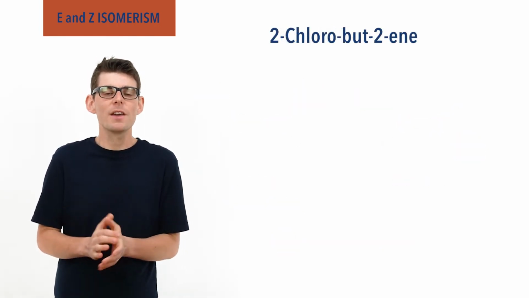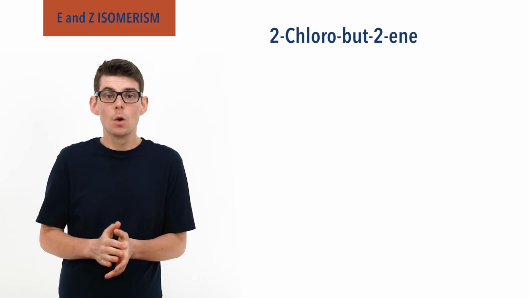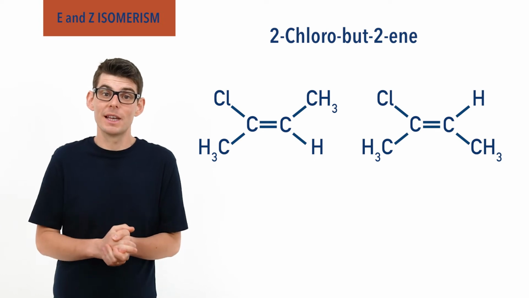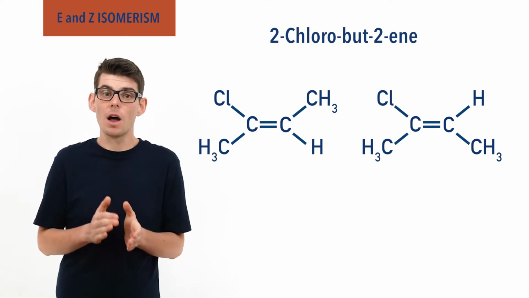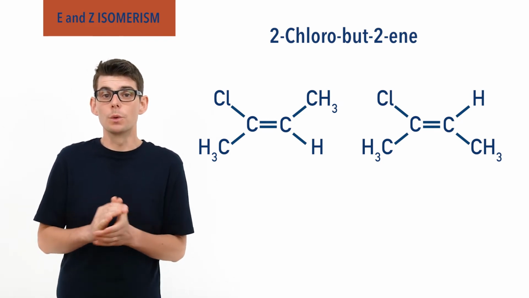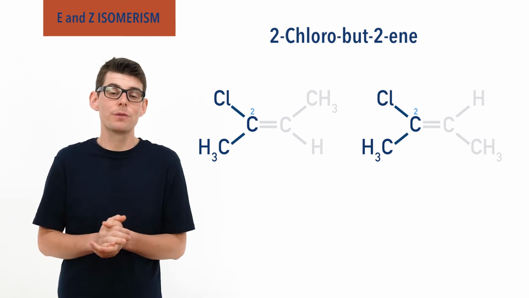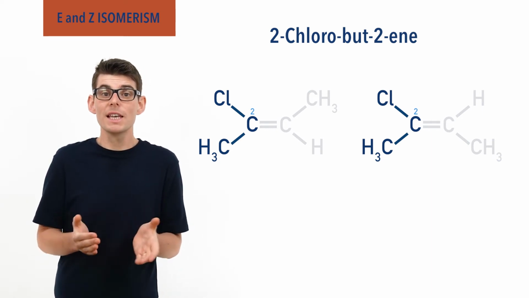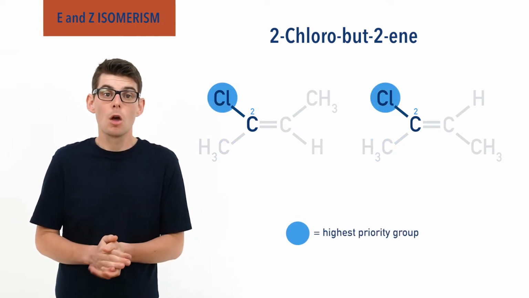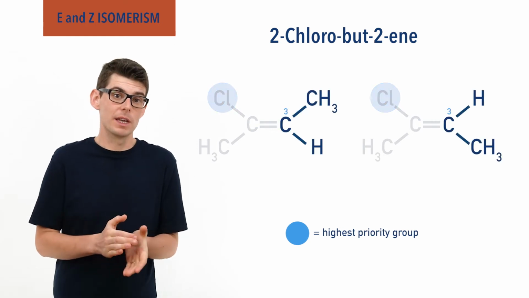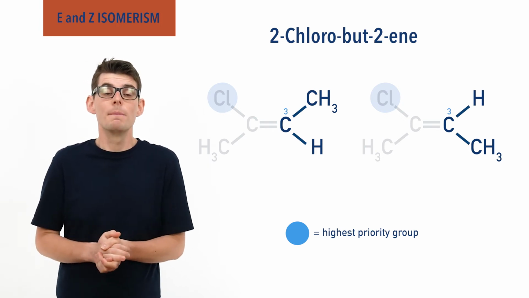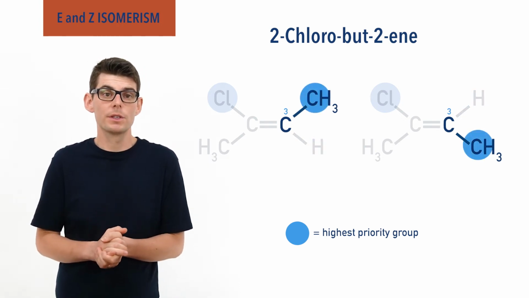For example, if we look at 2-chloro-but-2-ene, we can see there are 2 possible ways of drawing the molecule. To name these as either Z or E, we first need to assign the highest priority group on each double bonded carbon. On carbon 2, we have a chloro Cl group and a methyl CH3 group. The Cl has a higher atomic number than the carbon, meaning it is the highest priority group. On carbon 3, we have another methyl CH3 group and a hydrogen. The carbon has a higher atomic number than hydrogen, meaning this CH3 group is the highest priority.